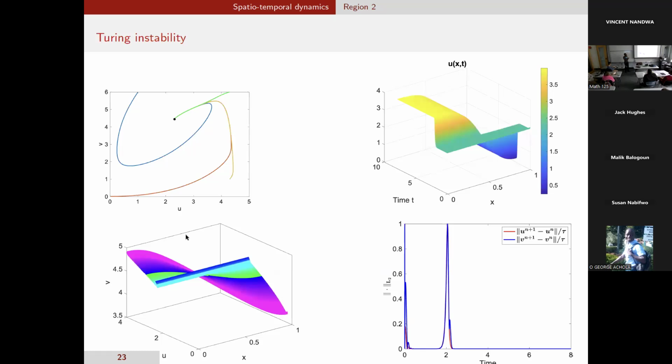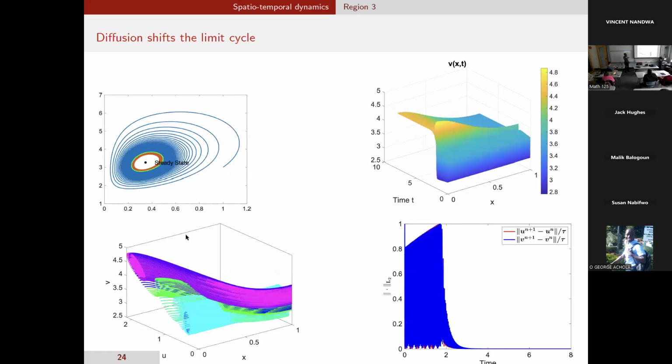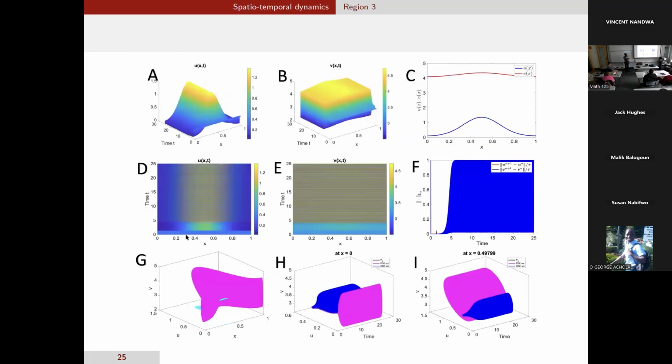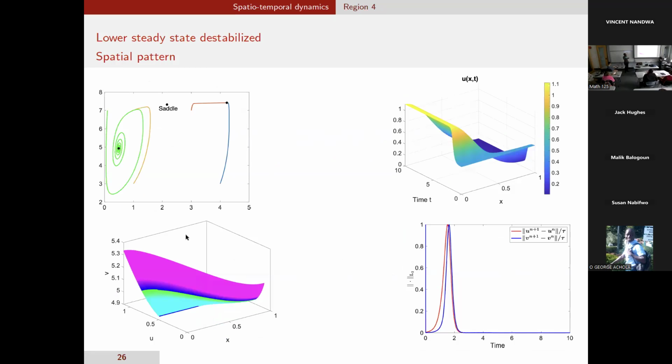Region 2 is also unique, stable, but it admits the Turing-driven instability. Region 3 is unique and stable, so we have a limit cycle. Region 4 is coexistence between the two stable steady states. We can show that this is of type the first one, so it is not affected by diffusion.